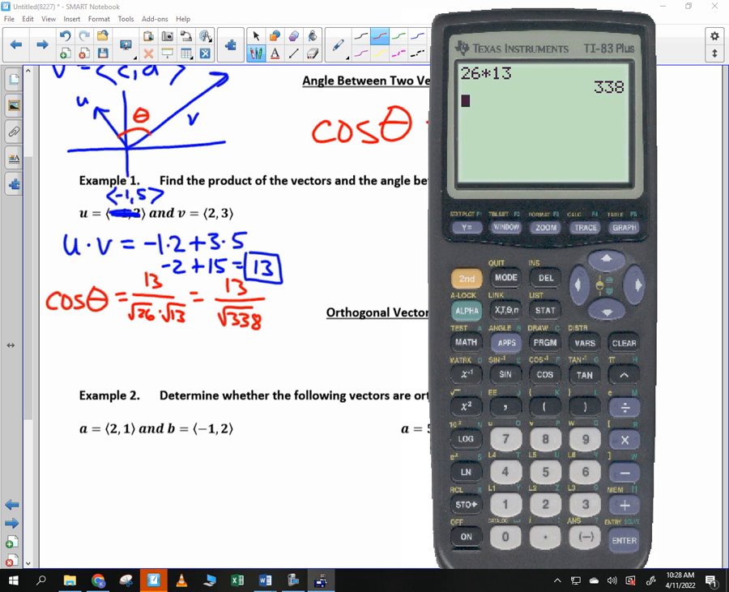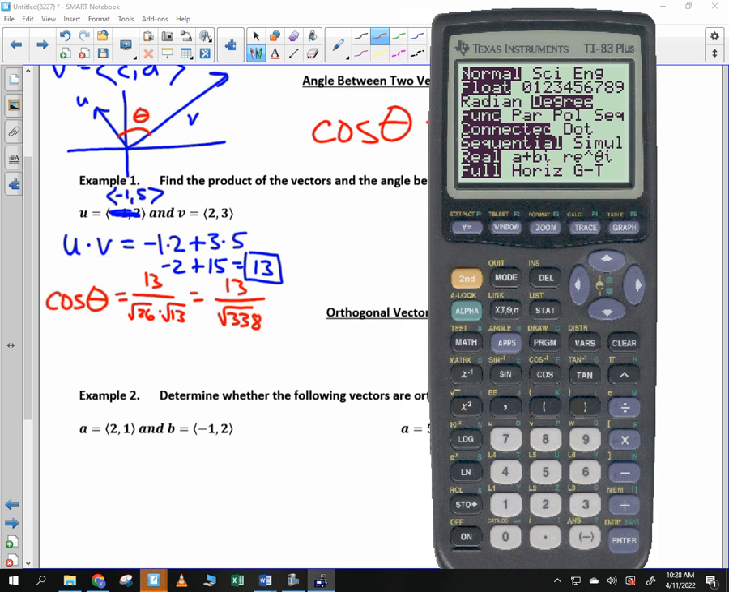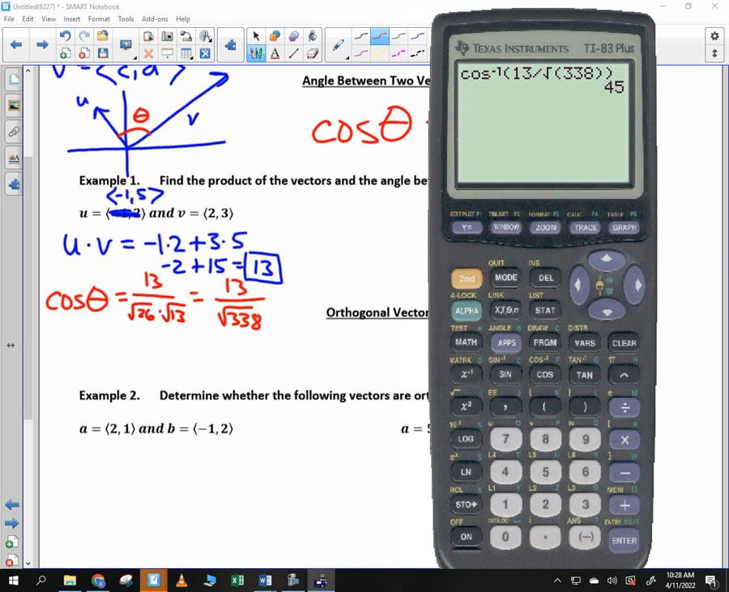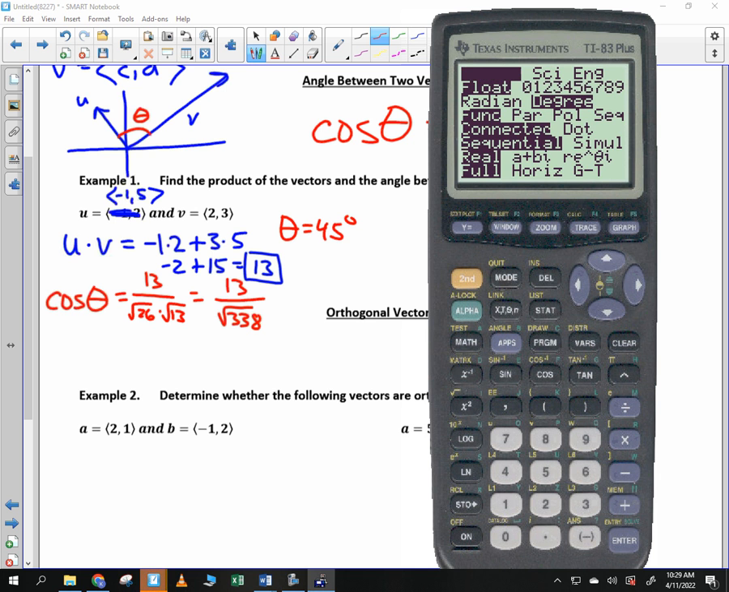Suppose I want to find the angle. What do I do in order to find the angle? Cosine inverse. Good. So we're going to cosine inverse, and I'm going to type in 13 divided by the root of 338. And I'm going to make sure I'm working in degrees, which I am. Vectors are in degrees, and I get 45 degrees. We all okay with that? So you press mode, and in mode you have degrees and radians.